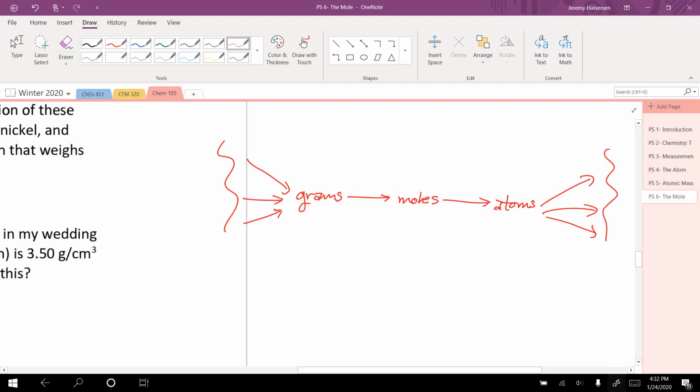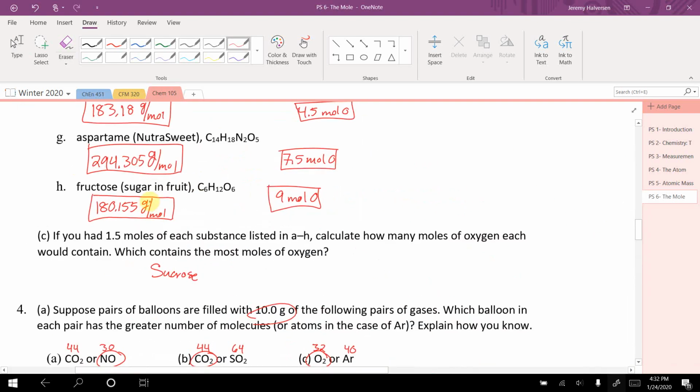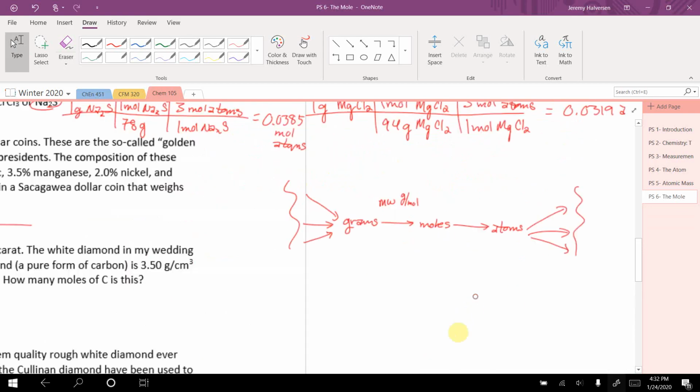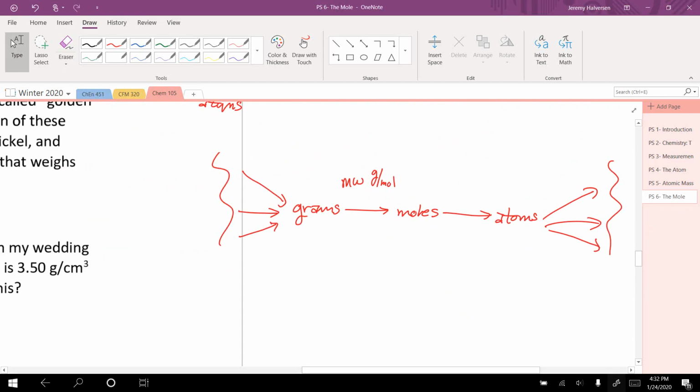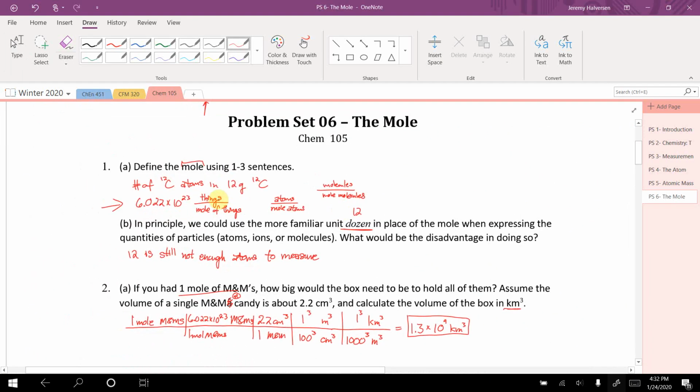So how do I get from grams to moles? Well, there's a conversion factor to get from grams to moles, and that's the molecular weight, because it's in units of grams per mole. So up here when we were calculating molecular weights, grams per mole, that's the conversion factor to get from grams to moles. It's how heavy 1 mole of that thing is. Then once we get into moles, we got to get to atoms. Well, what do we use there? Well, that's Avogadro's number, because it tells us how many things or atoms are in 1 mole of atoms.